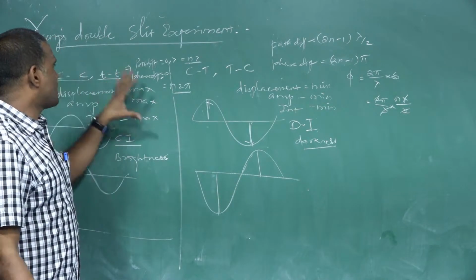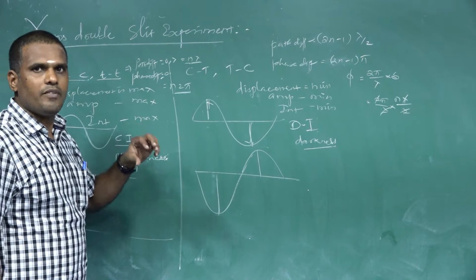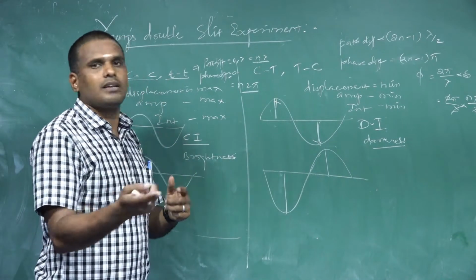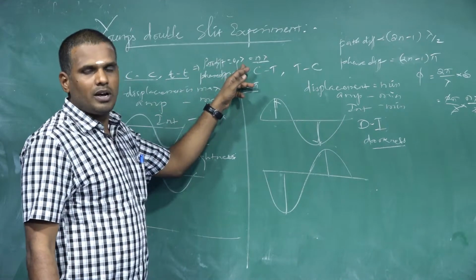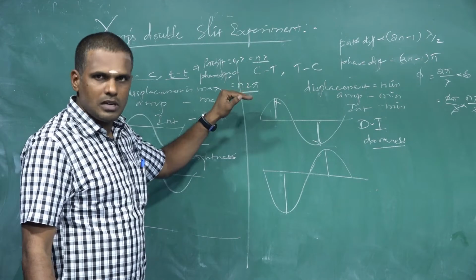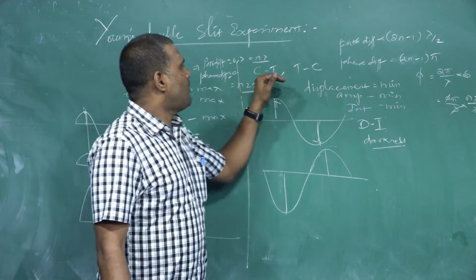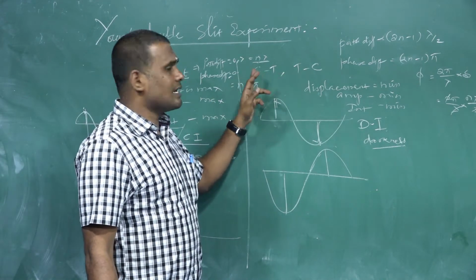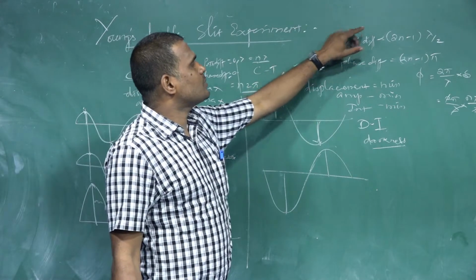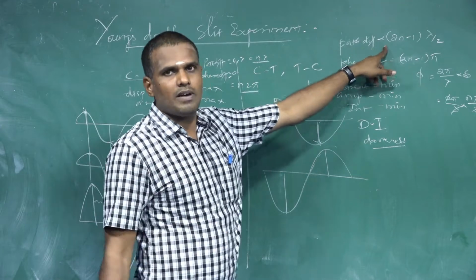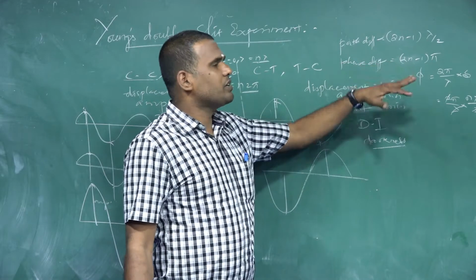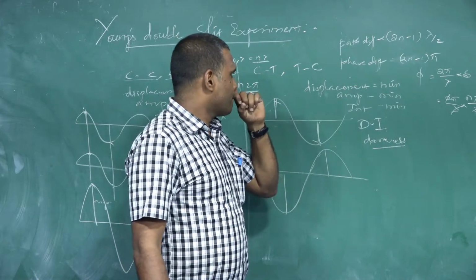So whenever you speak about constructive interference or bright fringes, a crest must meet another crest, a trough must meet another trough, path difference must be 0 or integral multiples of lambda, phase difference must be equal to 0 or integral multiples of 2 pi. For destructive interference, a crest must meet a trough, then path difference must be equal to odd integral multiples of lambda by 2, which will be obtained as (2n minus 1) lambda by 2. Phase difference must be equal to (2n minus 1) into pi.